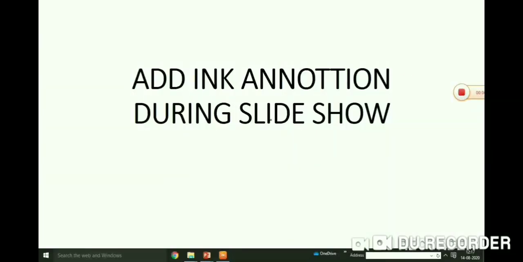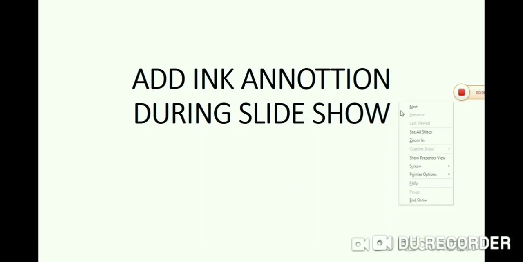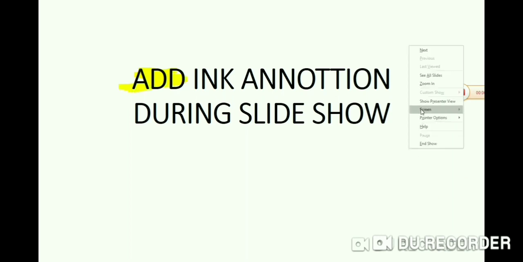So steps to add ink annotation during slideshow. Right click on the slide where you want to ink annotation. Now select the pointer option. Now select the pen or highlighter according to your choice. Okay, and change the color by selecting the ink color option and choose the desired color from the palette. Use pen or highlighter either to write or emphasize the text. Okay, you can also use laser pointer. Okay, so it basically features the key point on the slide. Okay, unlike the pen and highlighter, the laser pointer will not leave any mark.